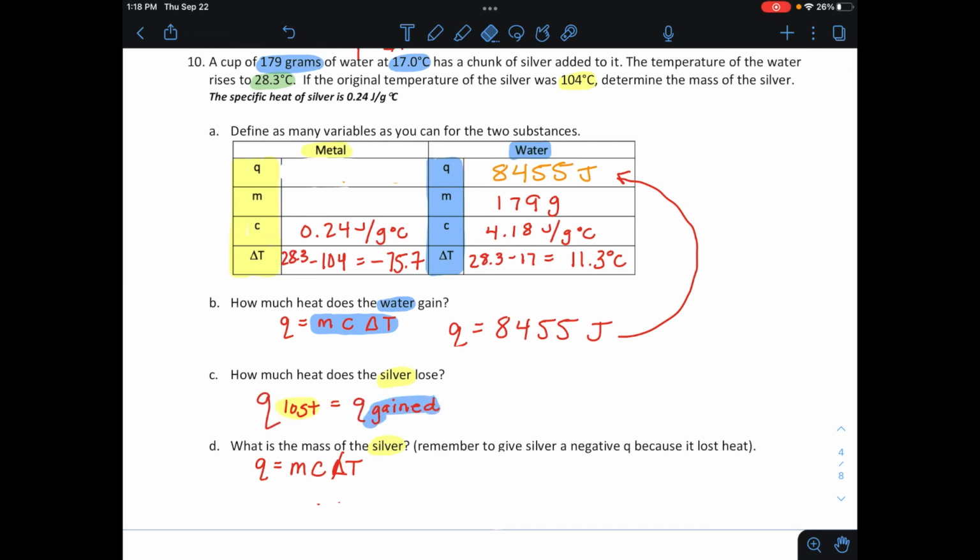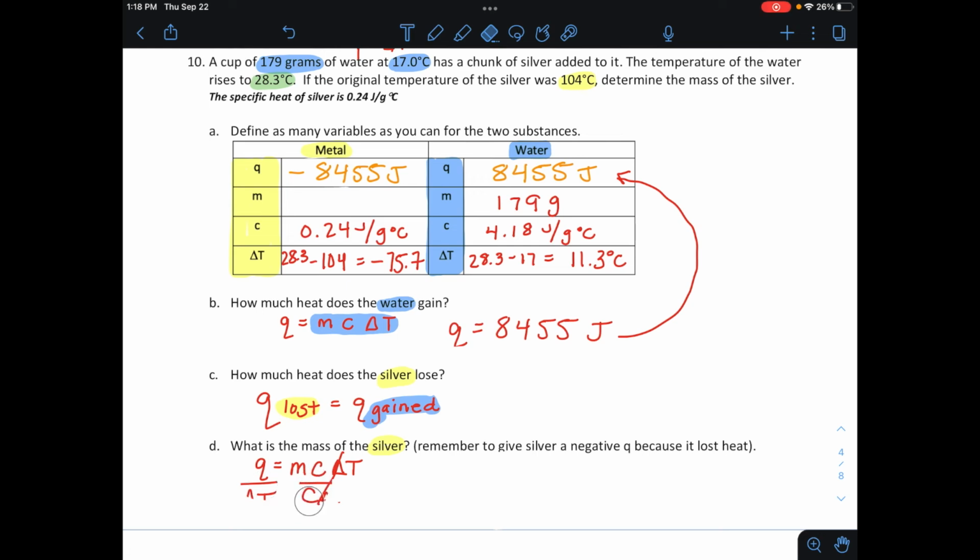So how much heat does the silver lose? Q lost equals Q gained. So this is what was gained, so that is exactly what was lost. Now we're on to the final part. We have the Q of the metal, the C of the metal, and the delta T of the metal. So all we're looking for is the M of the metal.